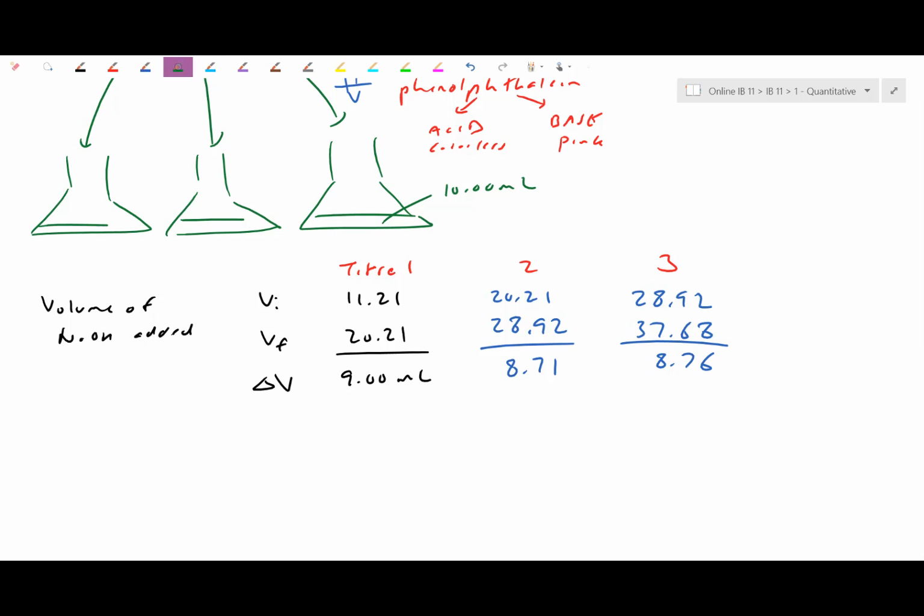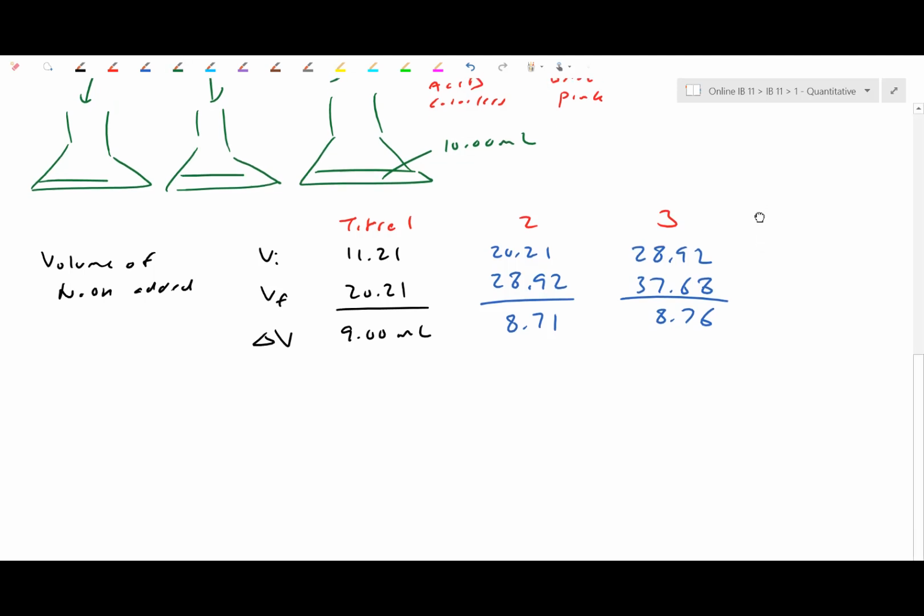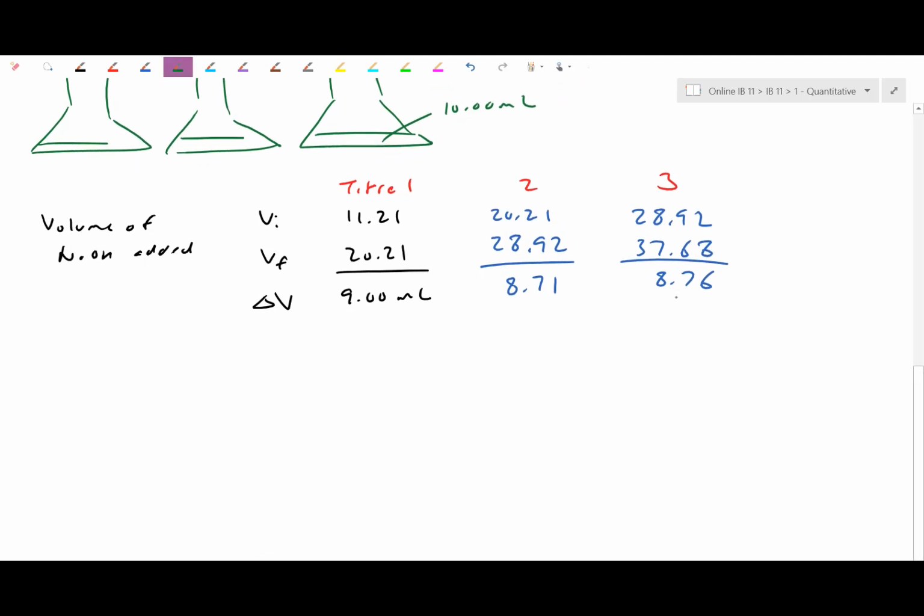Now, if these 3 numbers here were really wildly different from each other, what you would do is take the average of all 3. But remember, I purposely overshot this one. I purposely did it just to give an approximate of how much volume you would need. I might not want to use this one. These other 2 trials are a lot closer to each other.